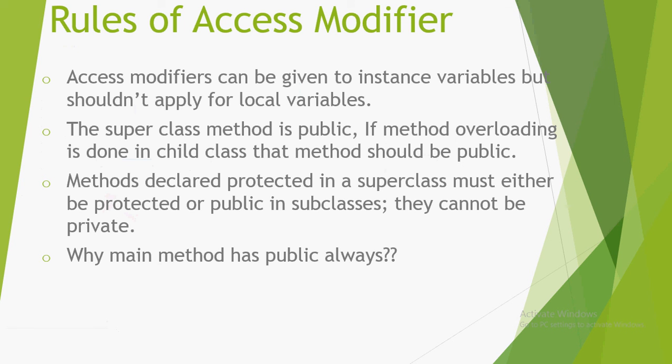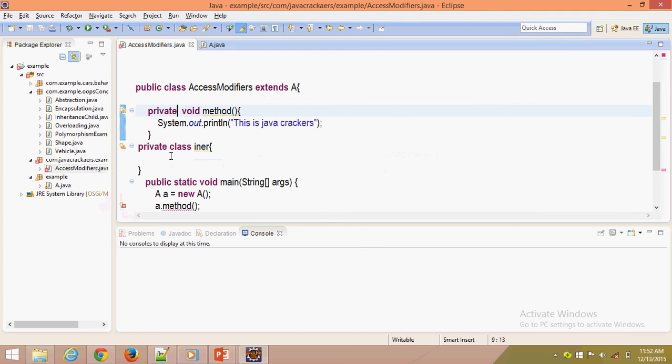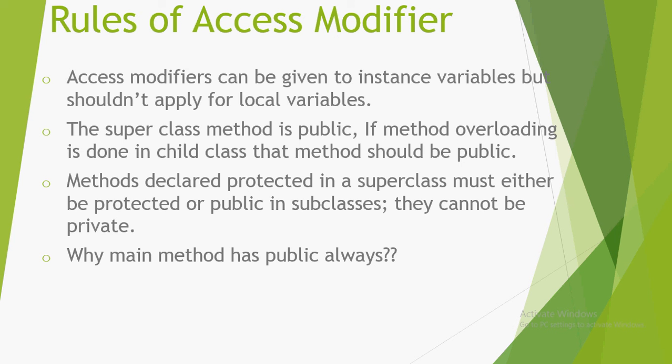And if we override a protected method, it shouldn't be applicable. The thing we discussed here will be applicable for only public and private. Methods declared protected in a superclass must either be protected or public in subclasses. They can't be private. Sorry, what we discussed previously is applicable for private also, but whatever access modifier we use for the method in the superclass, that same one or else public we have to use. We shouldn't keep it as private.